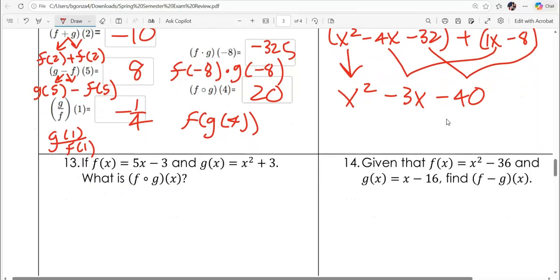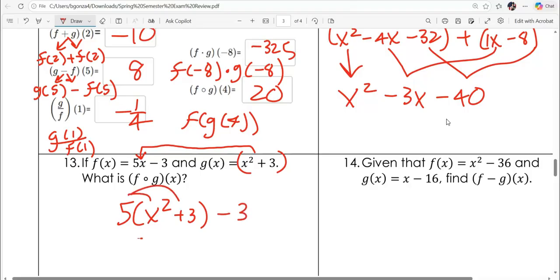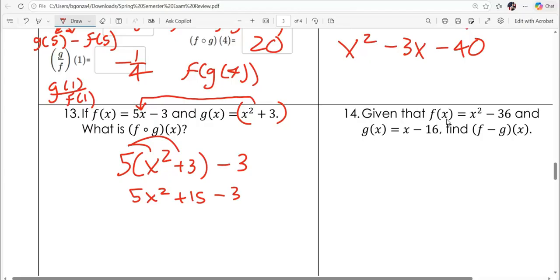F of g of x. So that means that g of x, all of this is going to go into f right there. So 5x squared plus 3 in parentheses, and then the minus 3. Distribute 5x squared plus 15 minus 3. And that gives you what? 5x squared plus 12.